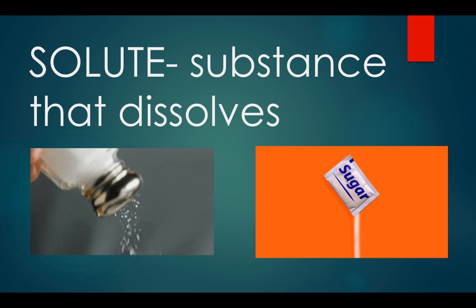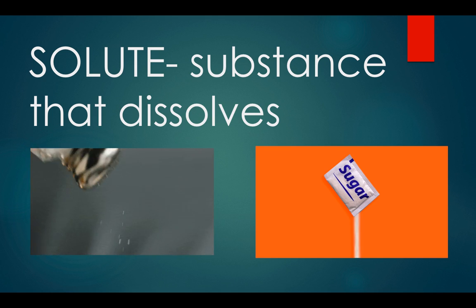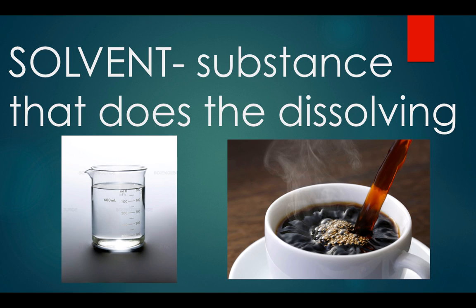So, the solute is the substance that dissolves. And there's lots more than just sugar and salt, but these are two examples I'm sure you're pretty familiar with. The solvent, on the other hand, is the substance that does the dissolving, and it's oftentimes a liquid. Okay?